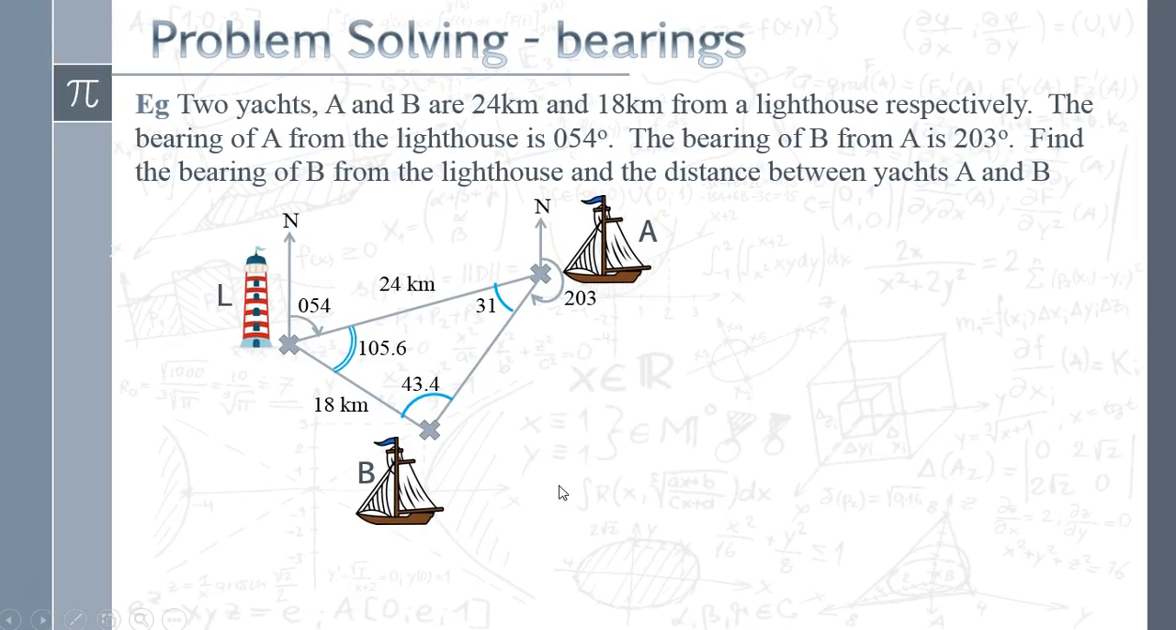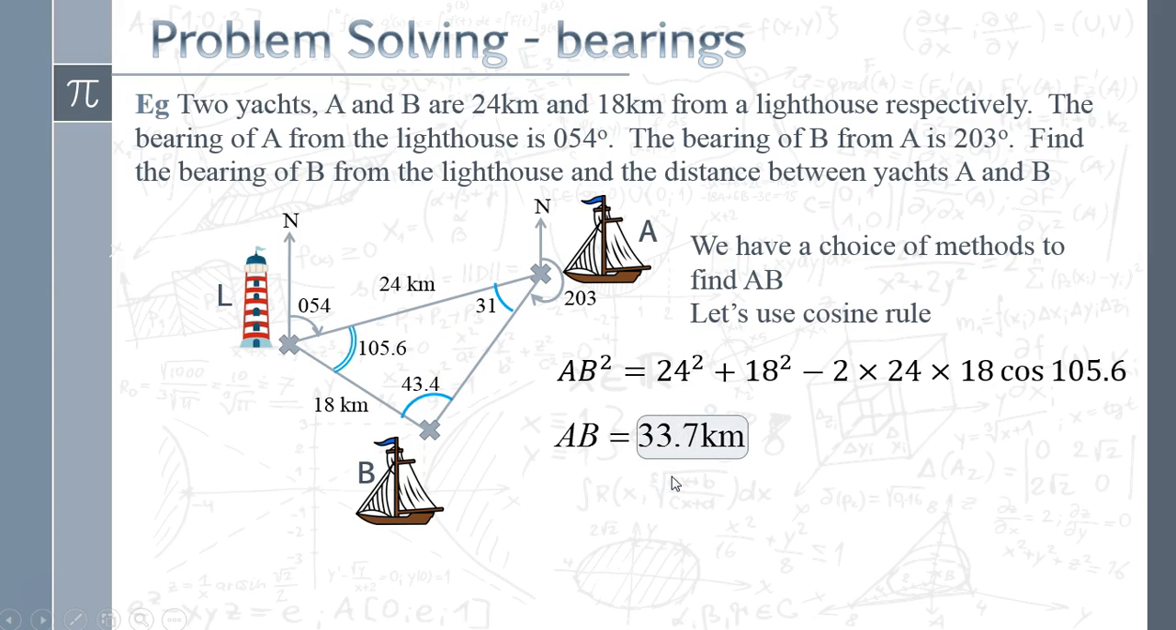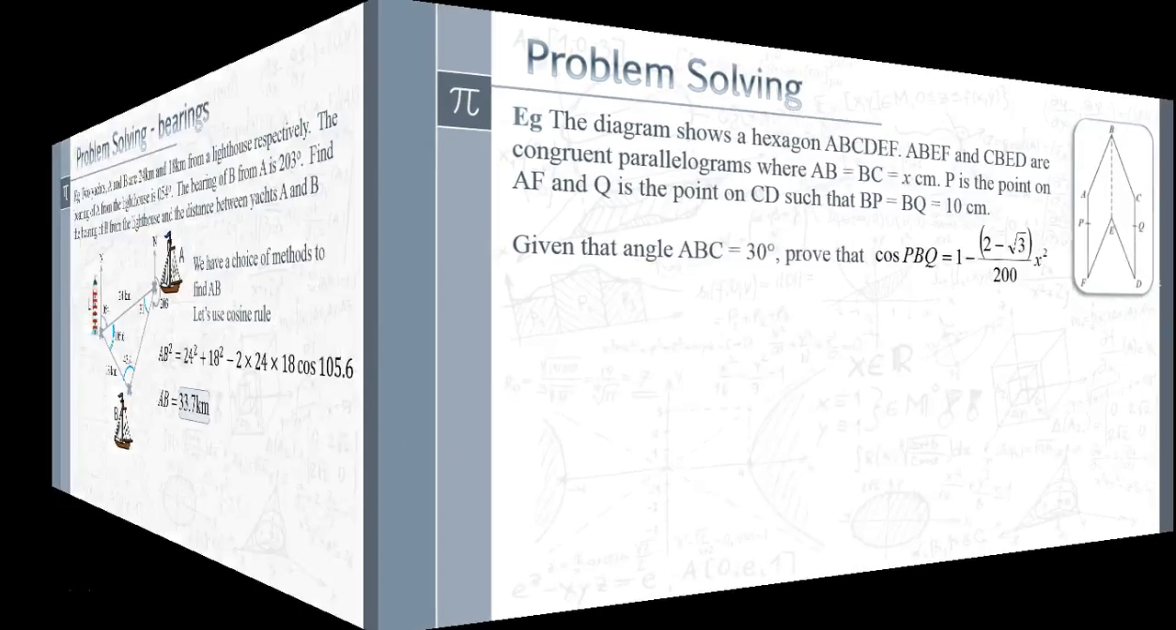On we go. Second part of the question is asking for the distance between yachts A and B. So that's that distance there. But if you look at this now, we've got all three angles, we've got two sides, so realistically we've got a choice of what we want to do. So I'm just going to go for cosine rule on this one. So we'll just chuck the values into the cosine rule. There it is. AB squared equals 24 squared plus 18 squared minus 2 times 24 times 18, cos 105.6. So there you go, there's 105.6. Remember, we're finding that opposite side there. And so that gives us AB is 33.7 kilometers. Job done.